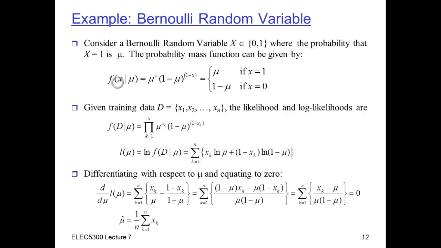And usually what we have is that the probability mass function now is either equal to some probability mu. And I'm going to use mu here because it turns out that mu is the same as the mean.